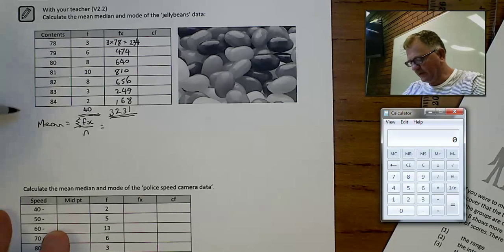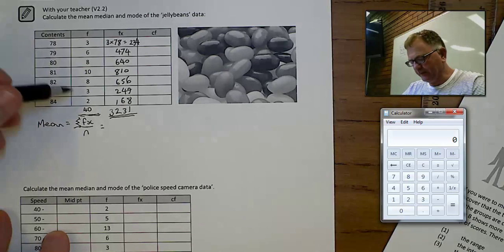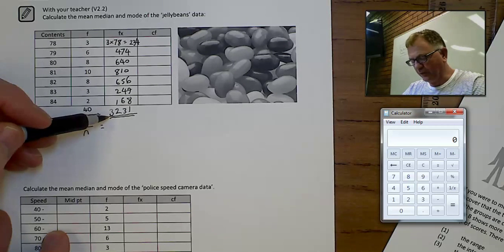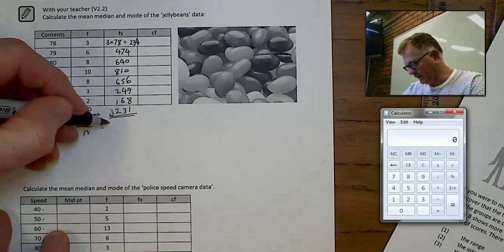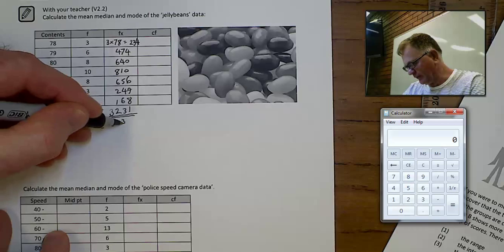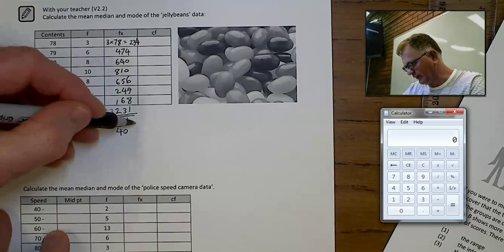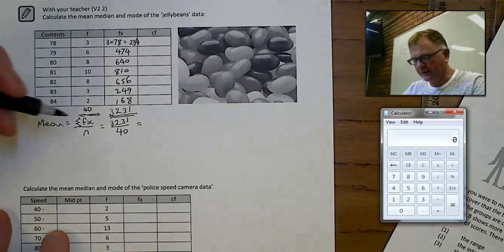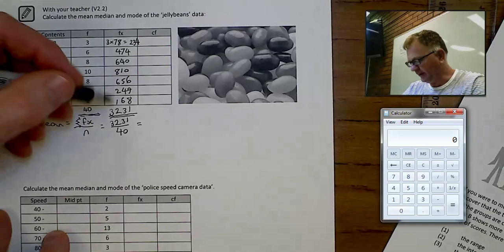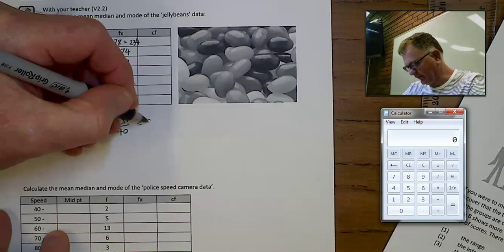And so to work out the mean, get the sum of all the jelly beans there, 3,231, and divide by the number of packets, 40. And if you do that, the mean works out to be 80.775.